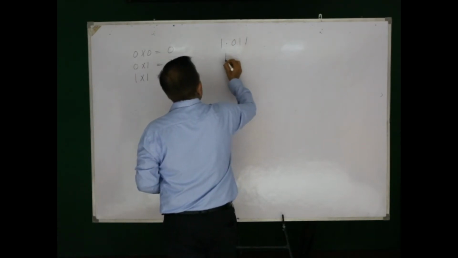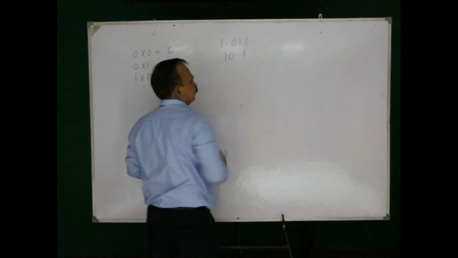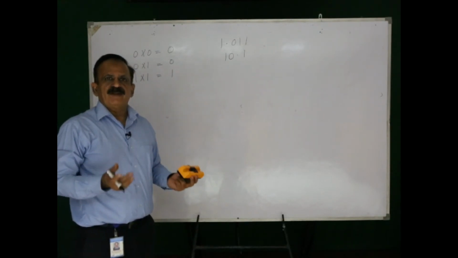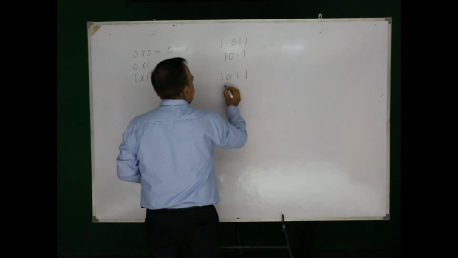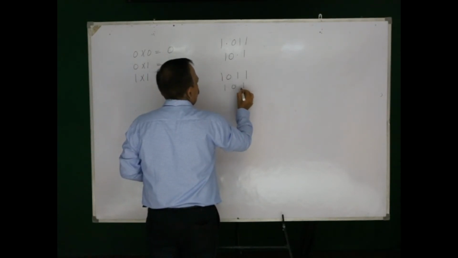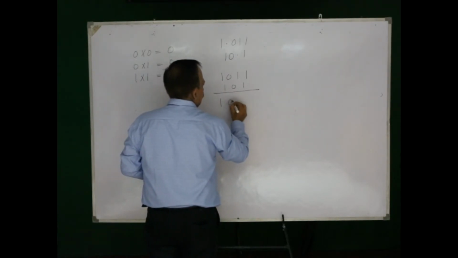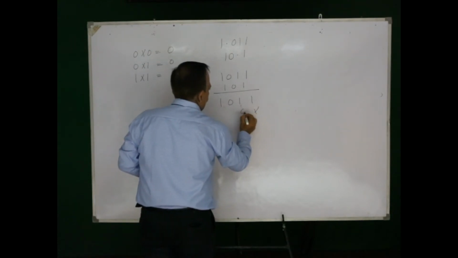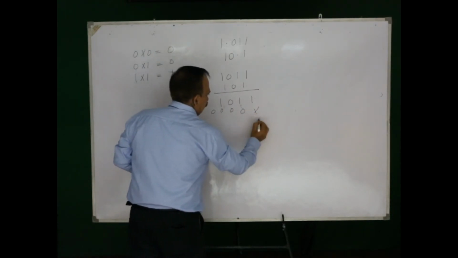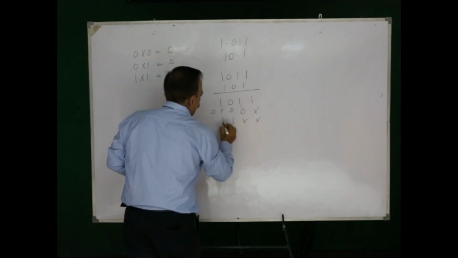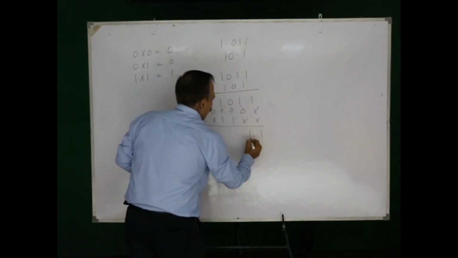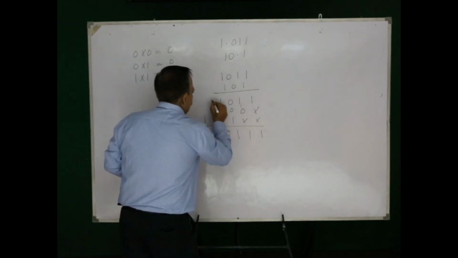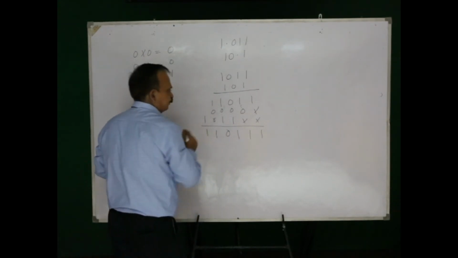If the process is something like this, it is 1.011 and the other is 0.1. We will first multiply it and then we will be adding the decimal position. Say it is 1011 multiplied by 0000 and then 1101. If I add, it is 1 1 1 0, carry is 1 1 and 1.